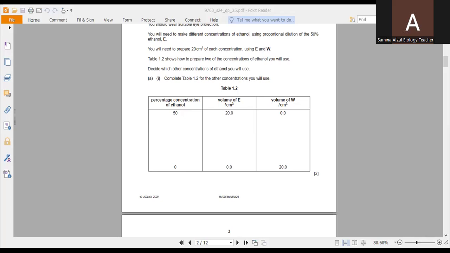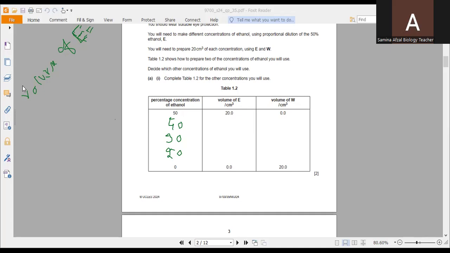For this, you will use a formula. You need to know how much concentration. As for example, if we want to make the concentration 40, 30, or 20. So for this purpose, you will need this formula, which I am going to write over here. You need to find out the volume of E, how much ethanol will be added and how much water will be added to make a 30% solution of ethanol.